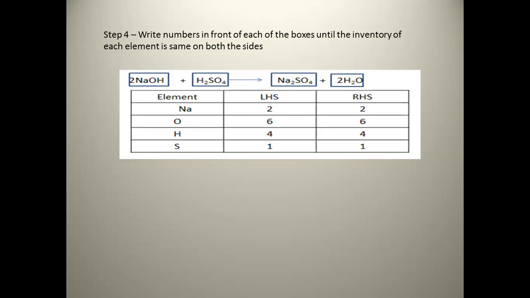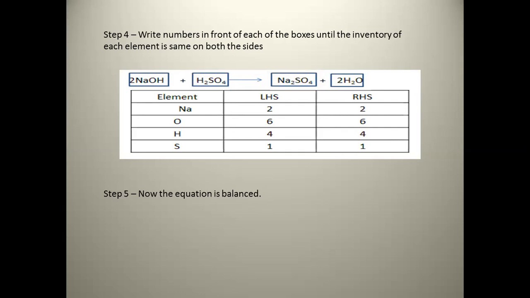So what is the last step? The last step is to check that both the sides must be equal, and now the equation is balanced. We can see we have 2 atoms of sodium on the left hand side, again 2 atoms of sodium on the right hand side. We have 6 atoms of oxygen on the left hand side, and again 6 atoms of oxygen on the right hand side. How can we check that oxygen atoms are balanced?